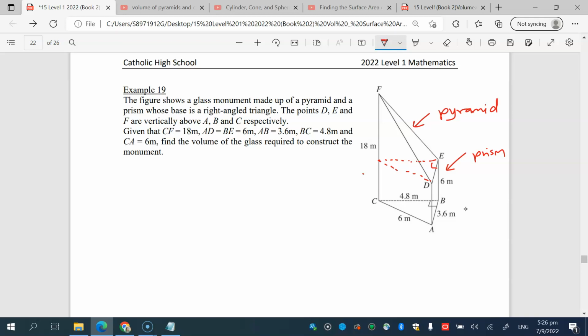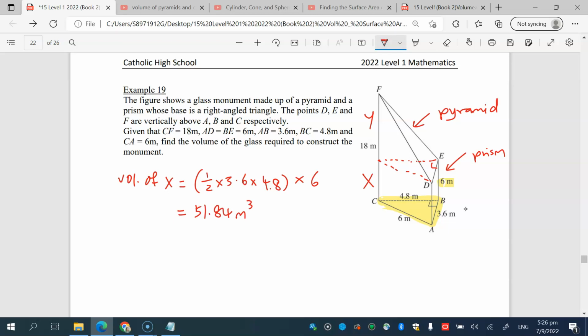Let's call the prism X and let's call the pyramid Y. So volume of X is equal to, for prism, it's just base area times height. Since this is a right angle triangle here, just find the base area of this and then multiply by the height, which is 6 meters. So it is half times 3.6 times 4.8, half times base times height, multiplied by the height of the prism, which is 6. Do that and you will get 51.84 meter cube.